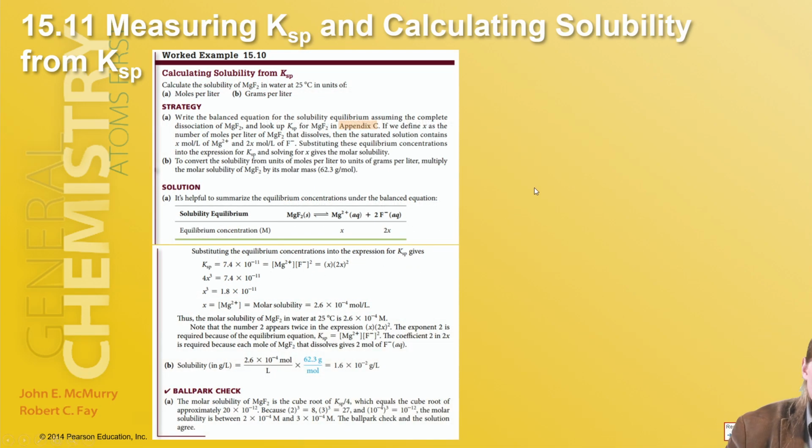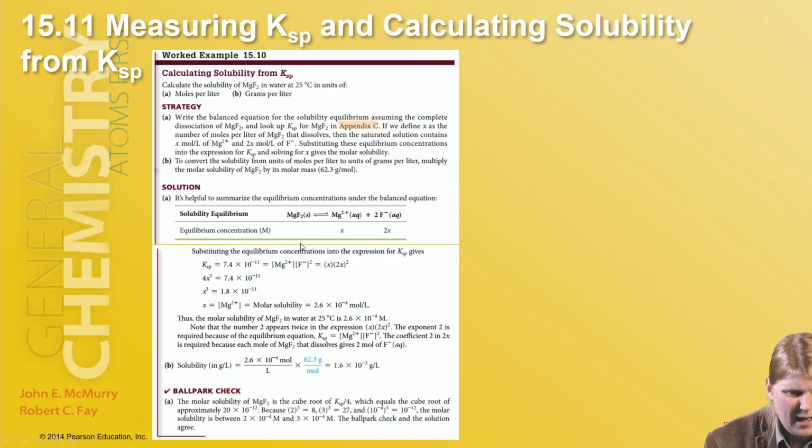So they want the solubility of magnesium fluoride here in these units, but I have to get the Ksp from an appendix. Keep that in mind, that they went and got the Ksp from an appendix. They didn't give it here. On an exam, I will give you all of those things. Please do not memorize those. To convert the solubility from units of this to grams, multiply the molar solubility by its molar mass. Okay, so we're able to get the molar solubility, which is generally what we want.